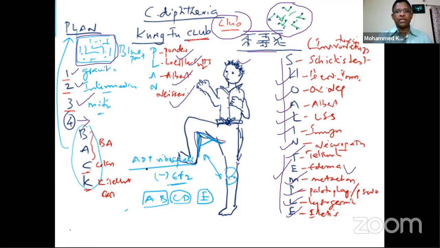So basically, it's nothing but to remember the toxin mechanism. Okay, ADP ribosylation, it inhibits elongation factor 2. Okay, C D is Corynebacterium diphtheriae. What does it do? It has two toxins, A toxin and B toxin. B is binding, A is the active part. What does it do? It inhibits elongation factor 2. That's how you remember A, B, C, D of diphtheria. So I think I have justified.